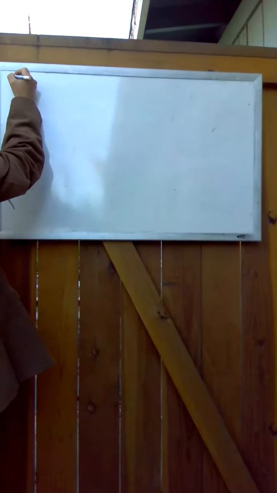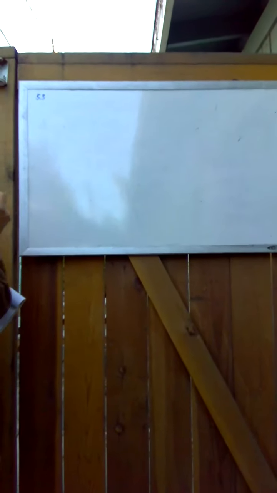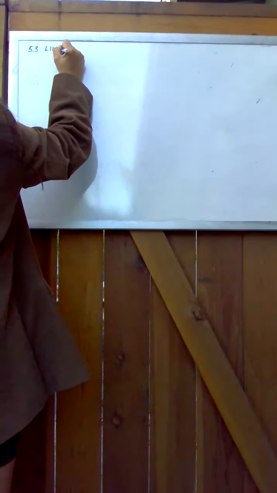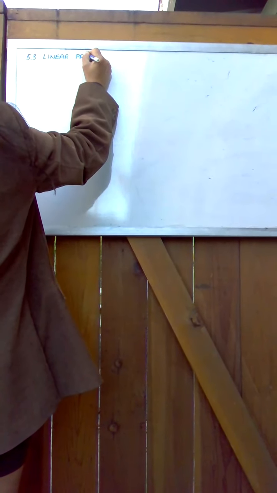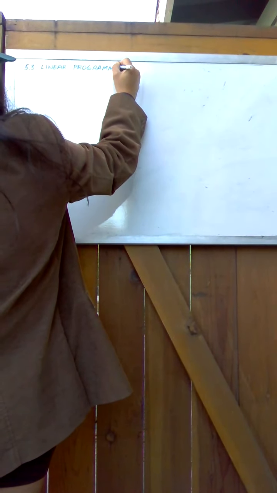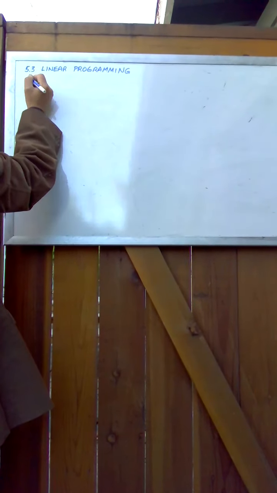Okay, so 5.3. Can you see that? Okay. Linear programming. This one might take a little bit longer. All right, so what is linear programming?